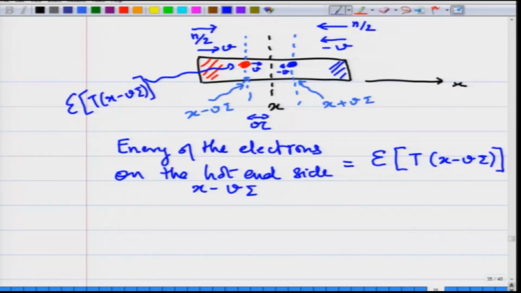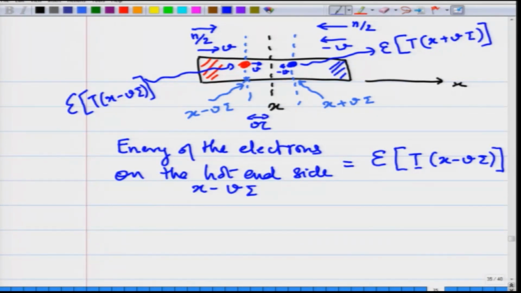It is one of the natural assumptions of Drude's theory that the energy of the electron present here is determined by the local temperature at that point. So, the energy of the electron at this hot end side will be E, which is a function of the temperature T at x minus v times tau. Similarly, the energy of the electron on the cold end side will be determined by the temperature at x plus v times tau.